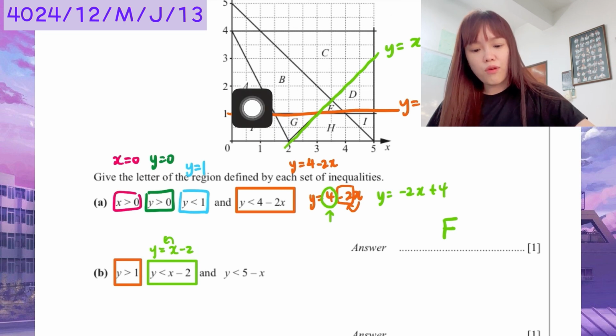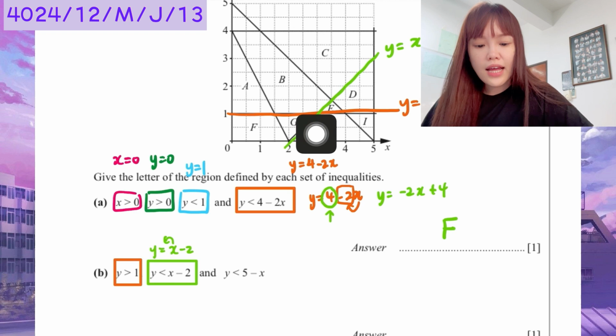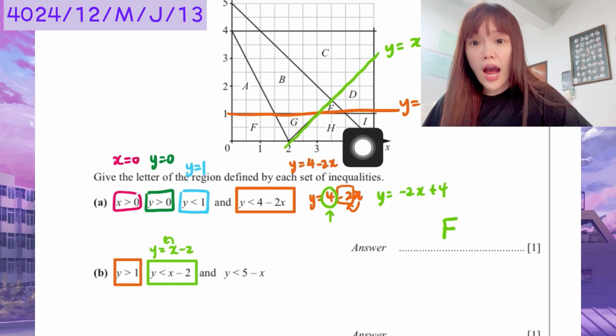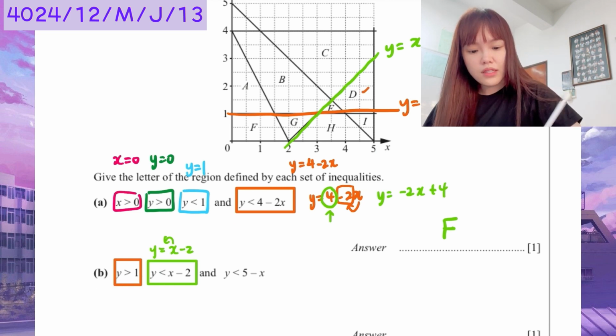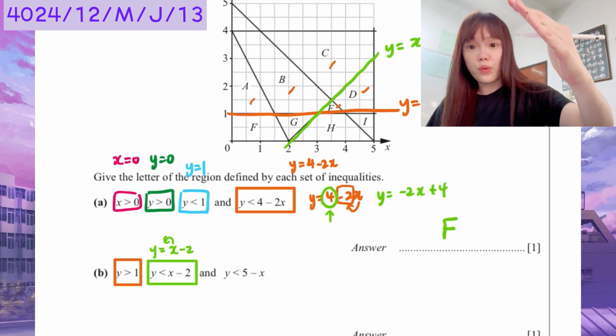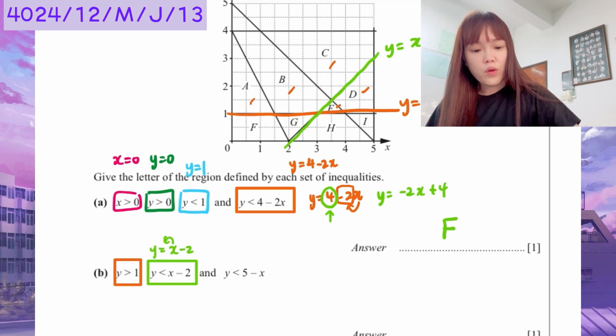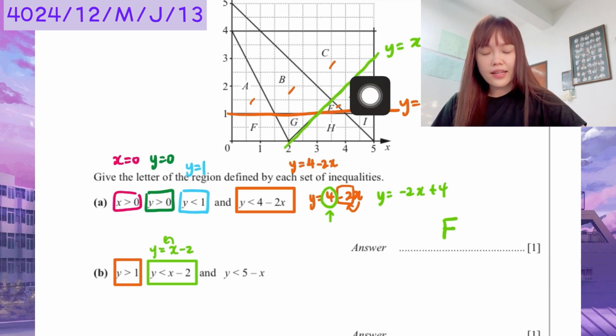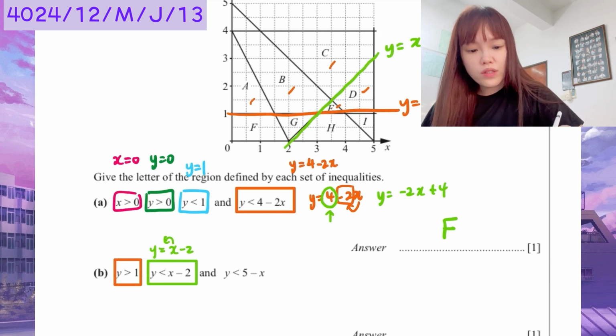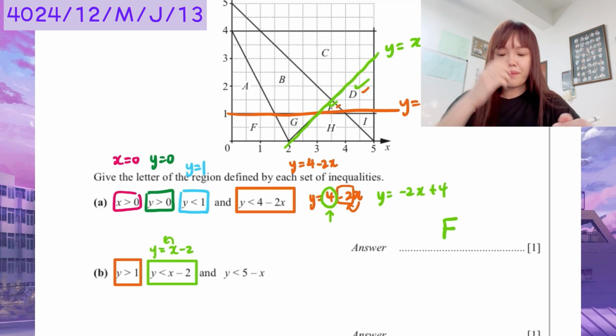y larger than will be A, B, C, F, G. But if it's smaller than, then it will be D, E, H, I. Combine with the first one just now. y larger than 1 is above, right? It's supposed to be D, E, C, B, A for y larger than 1. But now if you combine with y smaller than x minus 2, which means the one below this line here, it will be only D and E. So it's not A, B, C anymore because A, B, C will be larger than.